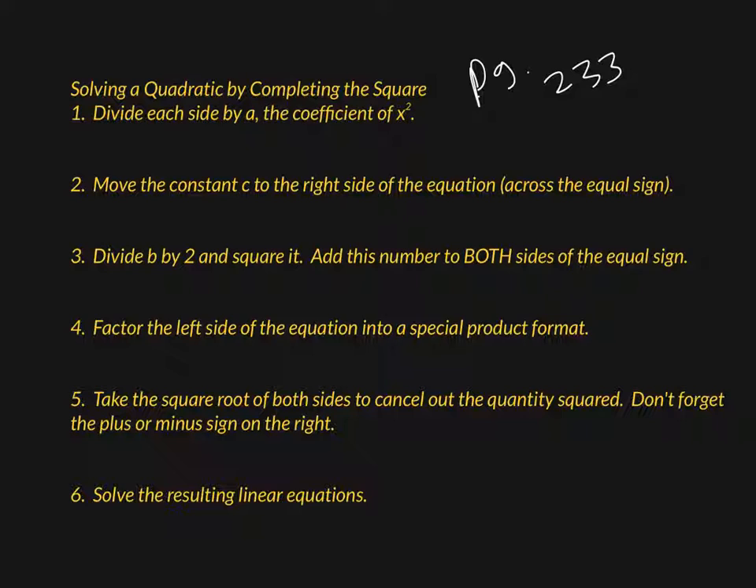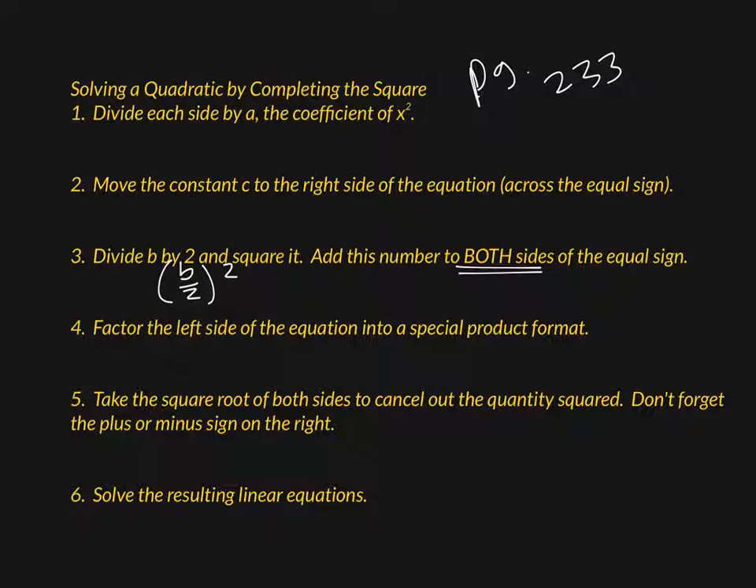Step 3, you're going to divide b by 2 and square it. So you're basically taking, we talked about this, 1/2 b, or b over 2 squared. That is your important number. You're completing the square number. This number is important because then you're going to add this number to both sides of your equal sign.